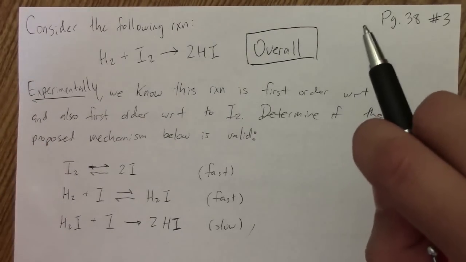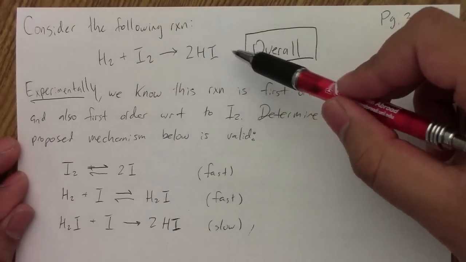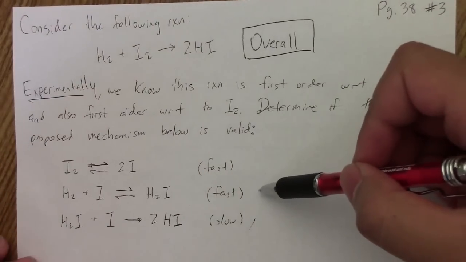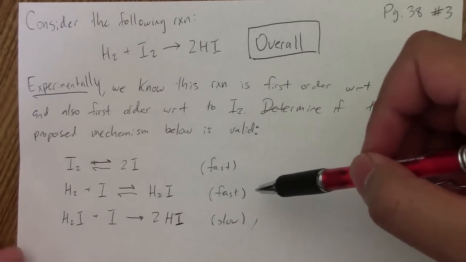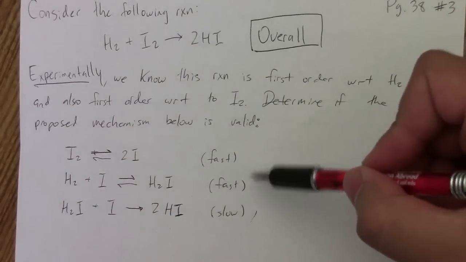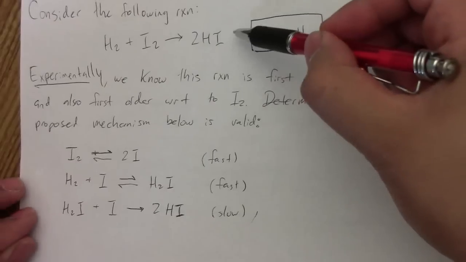So let me explain what that means exactly. The overall reaction, we don't know exactly how it happens, but we're interested in that. So we call this type of a problem a mechanism problem, or at least that's what I call it. In this mechanism problem, we have proposed 3 steps that we think explain this reaction.